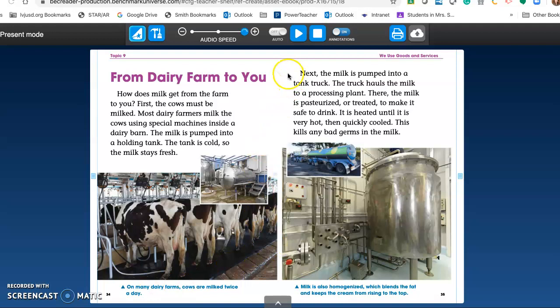Next, the milk is pumped into a tank truck. The truck hauls the milk to a processing plant. There, the milk is pasteurized or treated to make it safe to drink. It is heated until it is very hot, then quickly cooled. This kills any bad germs in the milk. Milk is also homogenized, which blends the fat and keeps the cream from rising to the top.